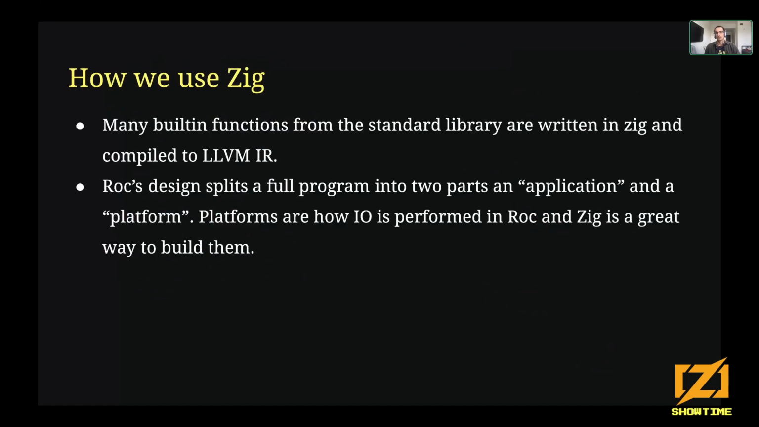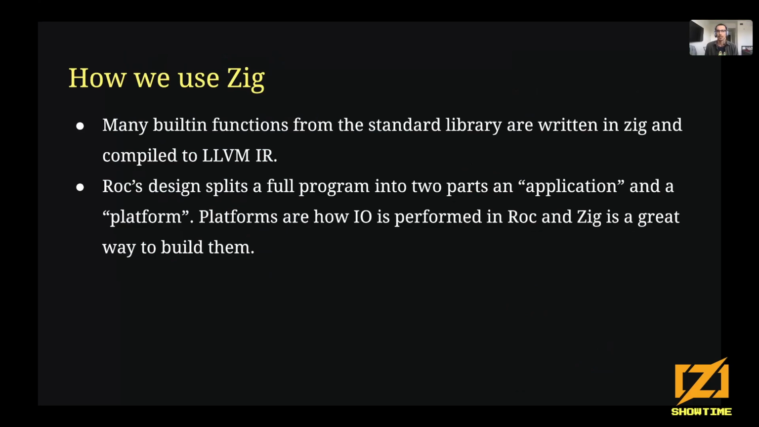So that was just some brief syntax so that people aren't completely confused when we demo, right? So how do we use Zig, right? A bunch of the built-in functions in the standard library are written in Zig. The way we do that is we compile the Zig code into LLVM-IR. And then on the Rust side of things, we're using a library called Inkwell. And then we'll stitch everything together like that.